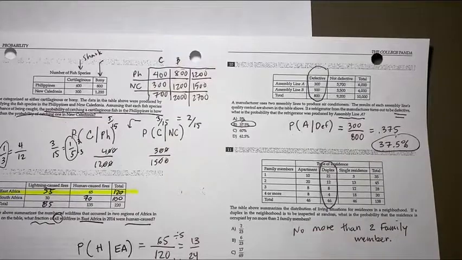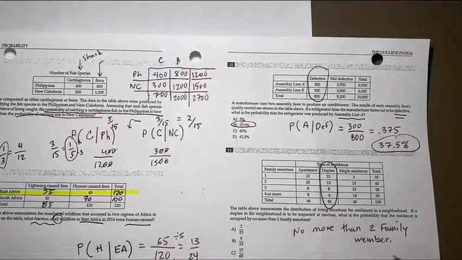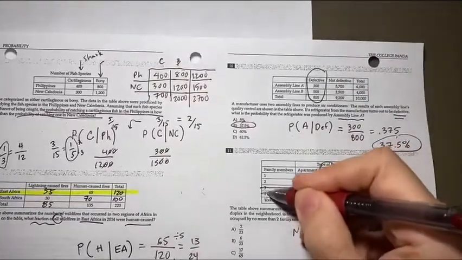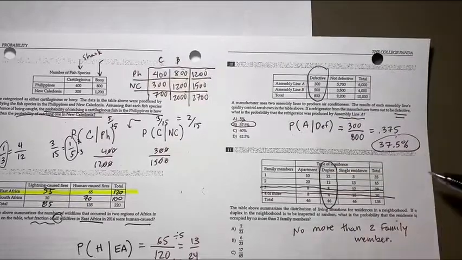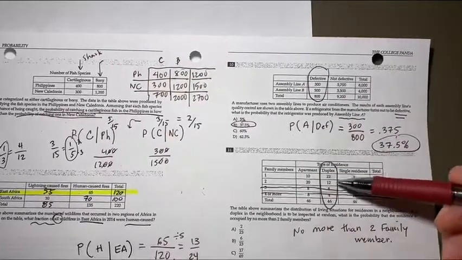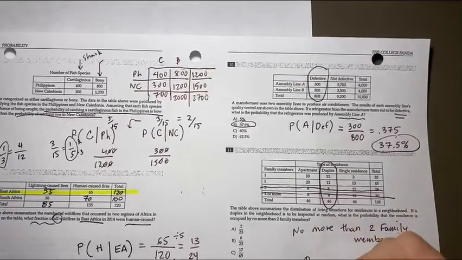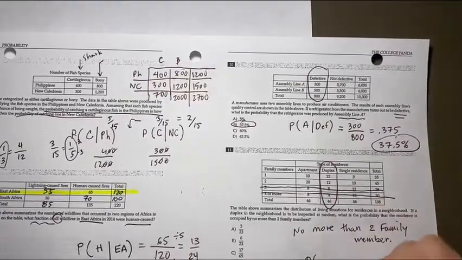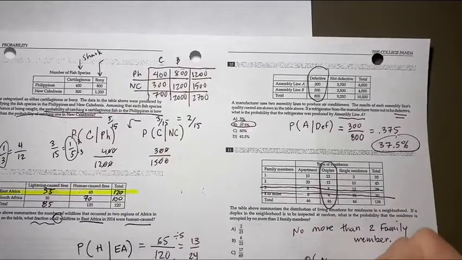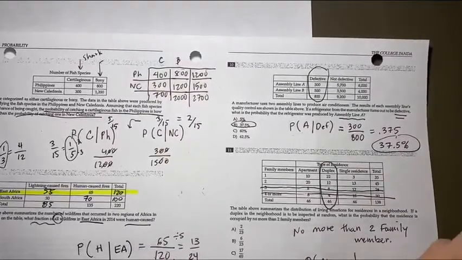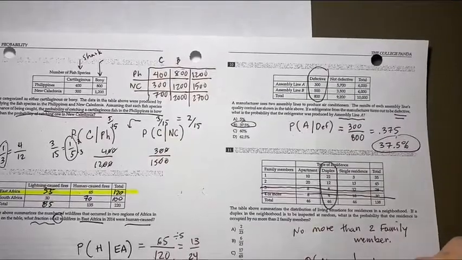Okay. So the crux here is, what does this mean? No more than 2 family members. So 3 people living there has more than 2 family members. 4 people living there is more than 2 family members. So these 2 situations, okay, so what's the probability of no more than 2 given they came from a duplex?